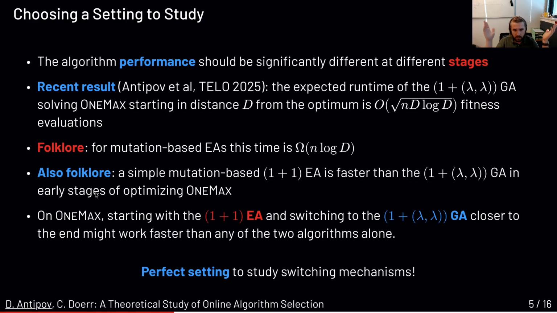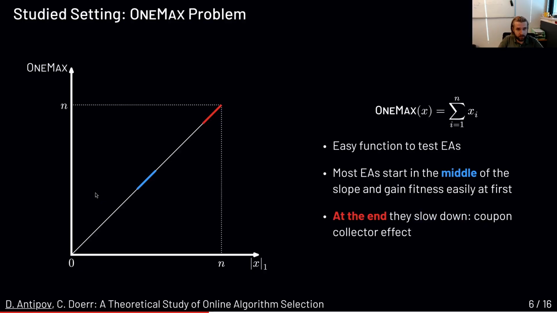So given all the information that we have, it seems a perfect setting to study how to switch between algorithms. So let us do it more precisely. The function that we study is OneMax. It's a pseudo-Boolean function defined on the set of bit strings, and it returns the number of 1 bits in its argument. Most evolutionary algorithms start here in the middle of the slope, where the bit strings have roughly half zeros and half ones.